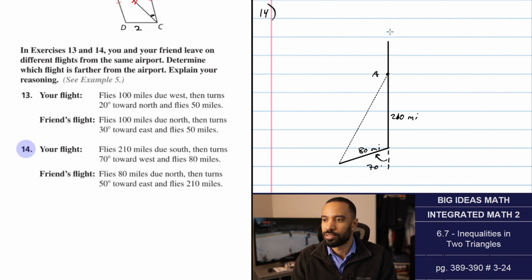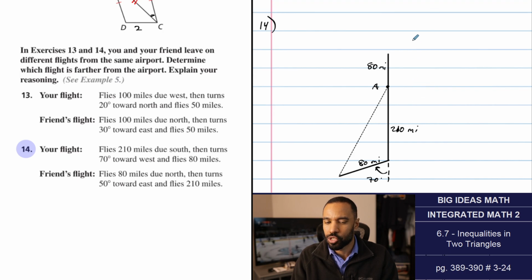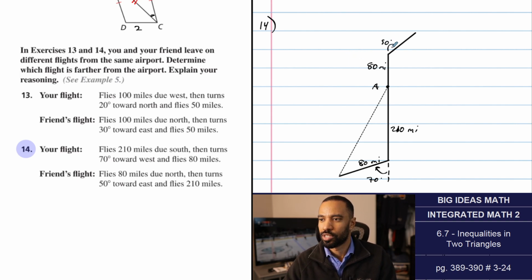So 80 miles due north. And then 50 degrees toward east. He turns. So 90, it's about halfway, a little more than halfway there. So 50 degrees toward east. And then travels, this is the 210 mile travel here. Travels 210 miles right there. All right, those are the drawings. So let's go ahead and connect that guy.